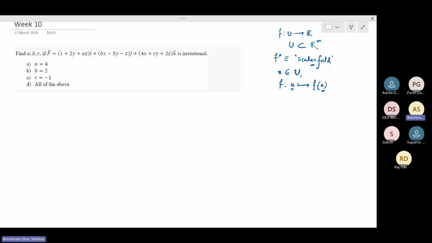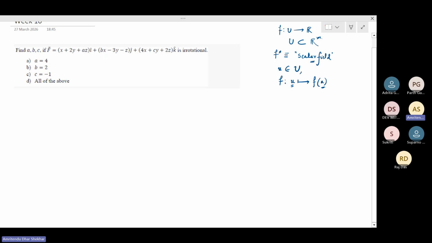Now, just like scalar fields, you could also have a field which associates to the point u not necessarily a scalar value, but some other quantity, say a vector. So a vector field, I'm just going to write down a small definition here.